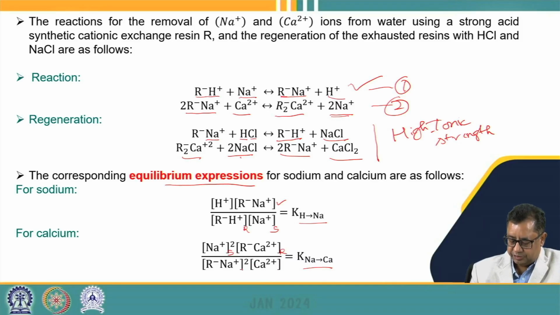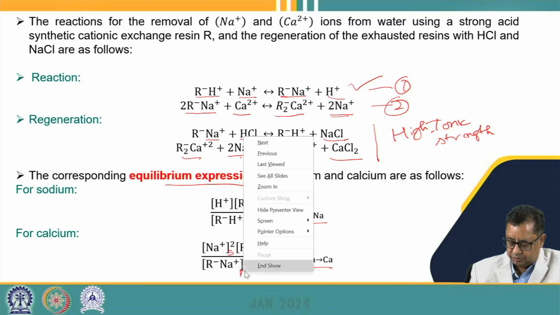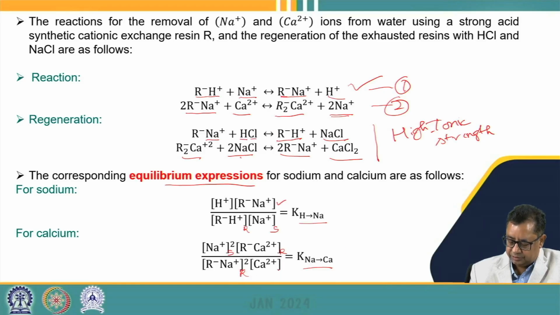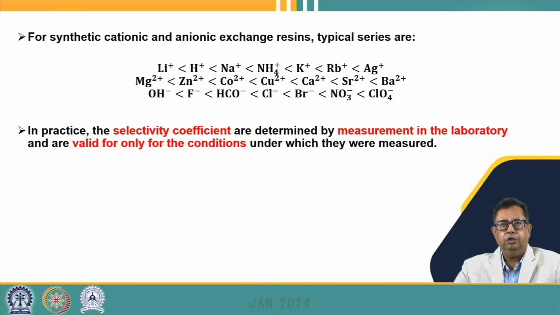Similarly, the sodium present on the resin will again come as a square here, that is on the resin, and the calcium which goes into the solution. So these expressions are also known as the selectivity coefficient. We can see here that there are typical series where we can tell whether the cations or the anions will replace other cations or anions or not.